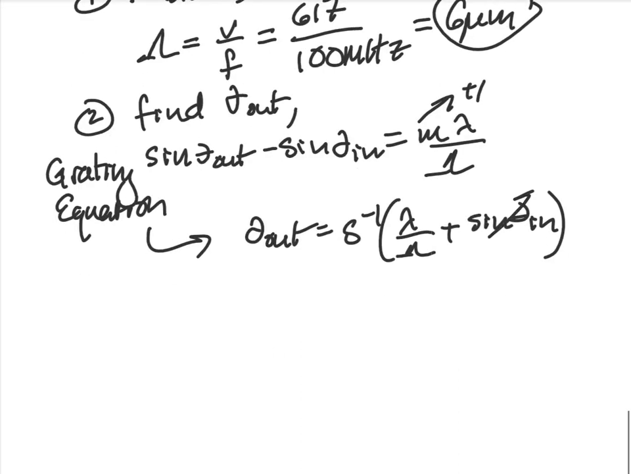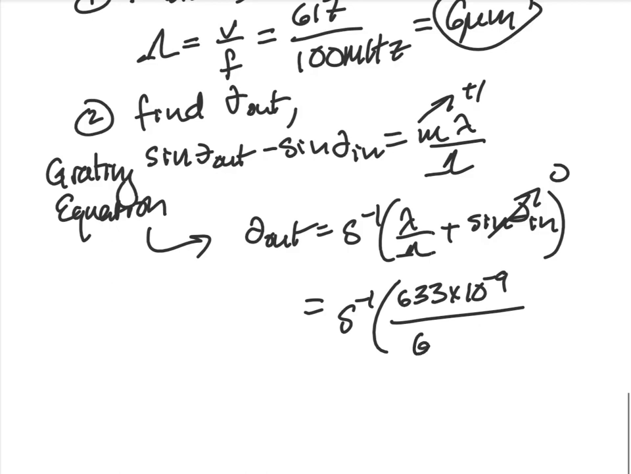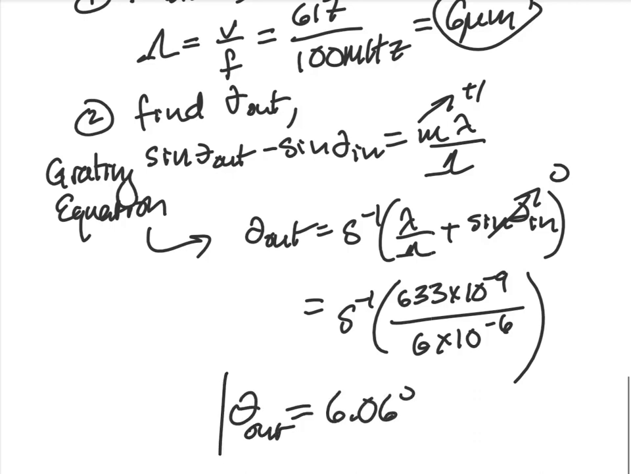But we had, in the definition of the problem, said that the input angle was 0. That's normal. That means the light is coming straight in at the normal, and therefore it's canceled out of the expression. We just have then the wavelength of light, 633 nanometers, over the grating spatial period, 6 microns. Plug that into our calculator, and we get 6.06 degrees as the output angle.